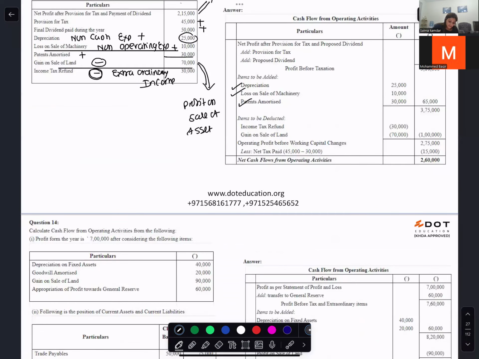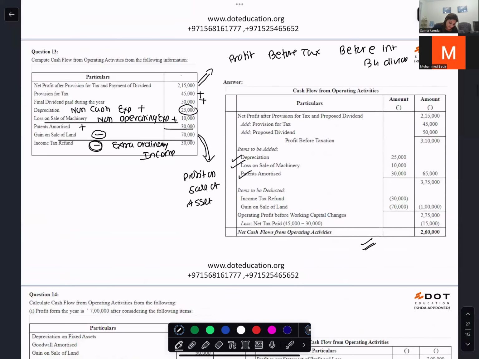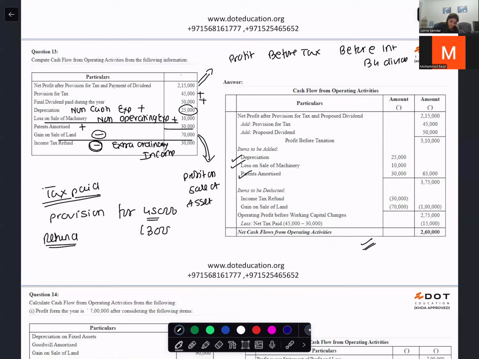So you get your net cash flow from operating activities. Do you have any tax paid? Where is it mentioned? Now see over here, you have your provision for tax. That means we have provided for tax 45,000. But you received an income tax refund of how much? Refund of 30,000. That means tax paid is how much?